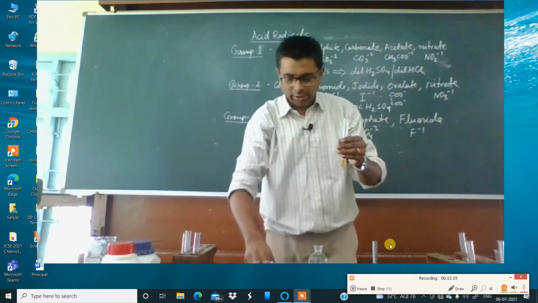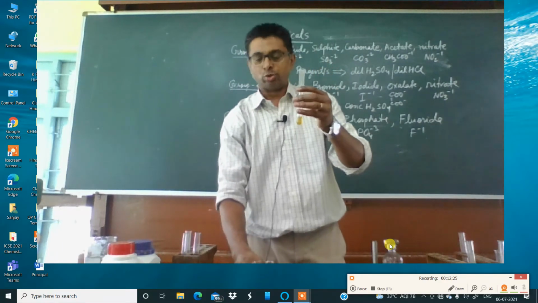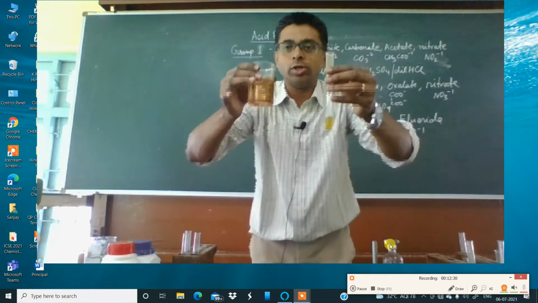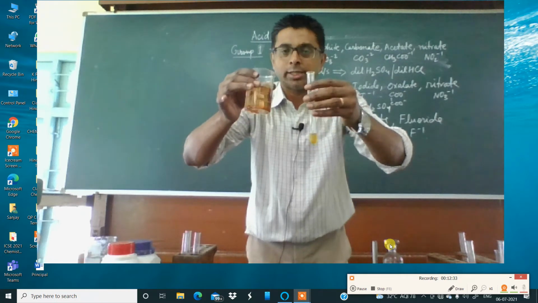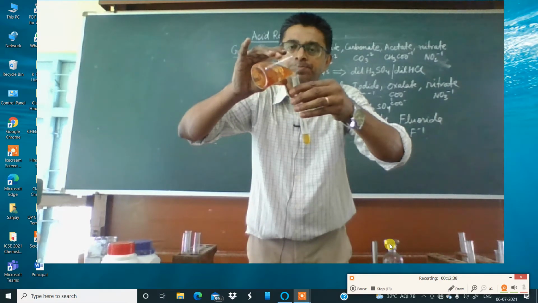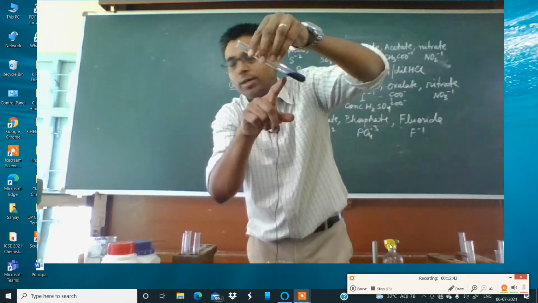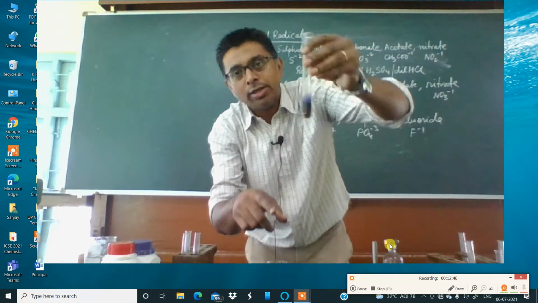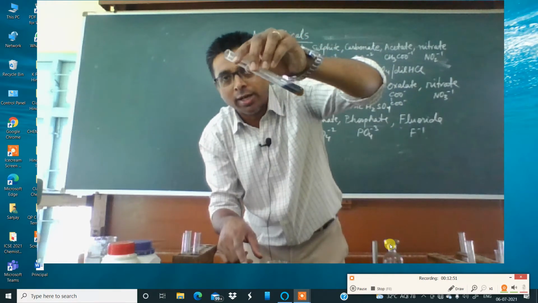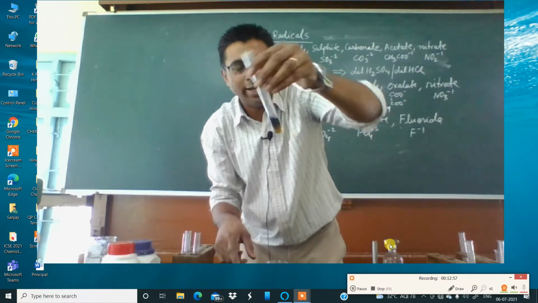Now to this I am going to add the confirmatory reagent, which is called sodium nitroprusside solution. Let us see the color change when I add it to this solution. You can see it has turned violet. If I turn the test tube like this, I can see the violet color. So this is the confirmatory test for sulfide. Okay, so this is over.